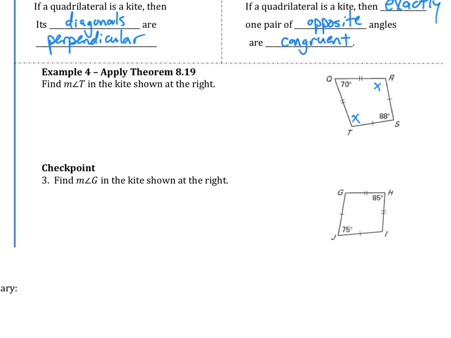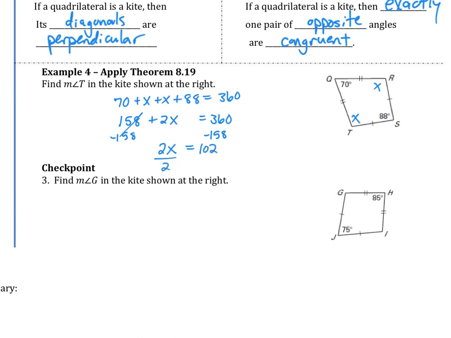So now we can say, all right, well, it's a quadrilateral, so 70 plus x plus x plus 88 is equal to 360. So when we add these up, 70 plus 88 is 158. 158 plus 2x is 360. We subtract 158. We would get 2x equals 102. And then divide by 2 to get x equals 51 degrees. So that means angle T is 51 degrees.